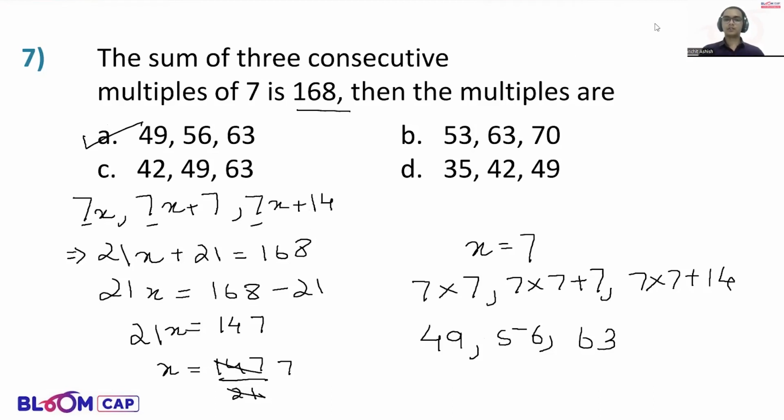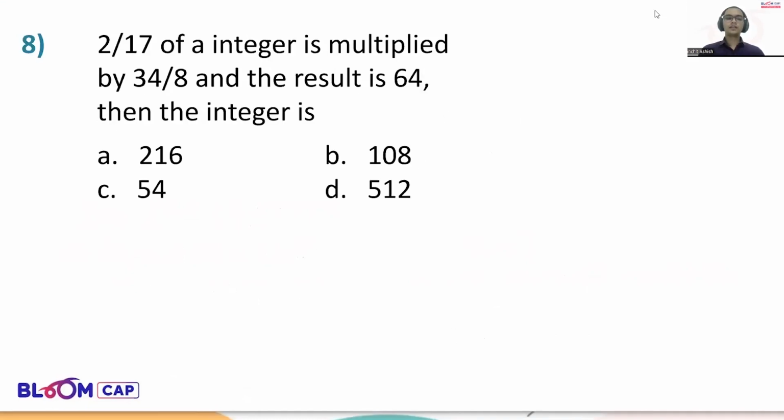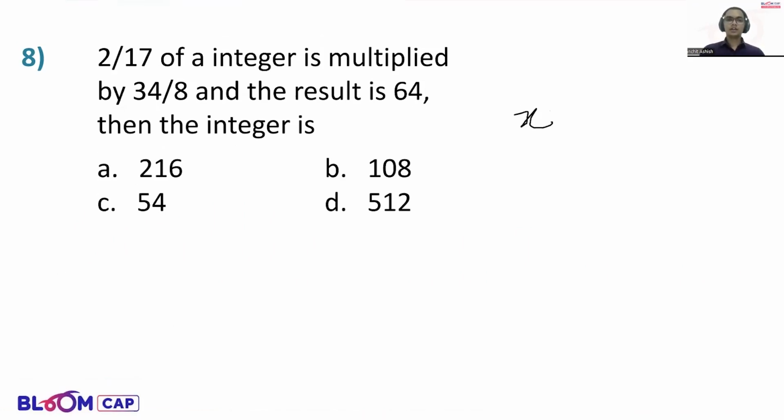Let's move on to the next question. 2 by 17 of an integer is multiplied by 34 by 8 and the result is 64. Then the integer is. Okay, so we have an integer. Let's call that integer x. So what we are doing, we are multiplying first 2 by 17 of that integer, means 2 by 17x. That is multiplied by 34 by 8. And the result given is 64.